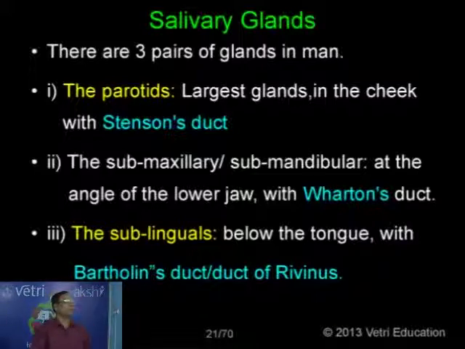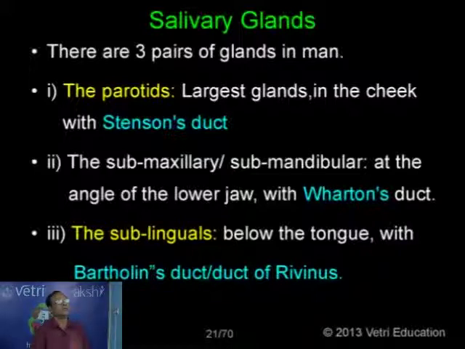So there are three pairs of salivary glands in man. Each gland opens into the buccal cavity by means of a specific salivary duct. The salivary ducts are named after the persons who described them. Now the parotid. Of all the three glands, the largest is the parotid. It is normally found in the cheek region, or the temporal region.